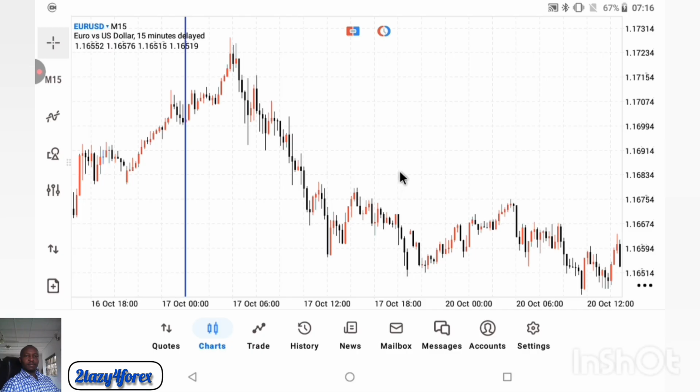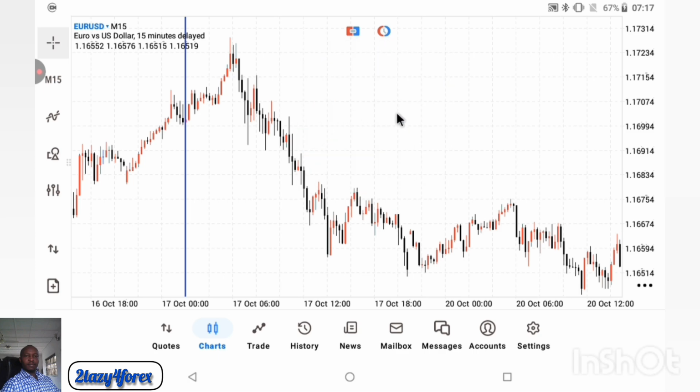Today I have this very simple strategy I want to share with you guys, and all you need is just a trend line. Let's get to it. So we are on a 15 minute chart. I would advise you stick to the 15 minute chart, though during your backtesting you can test on other time frames, but the best I've seen so far is the 15 minute chart.